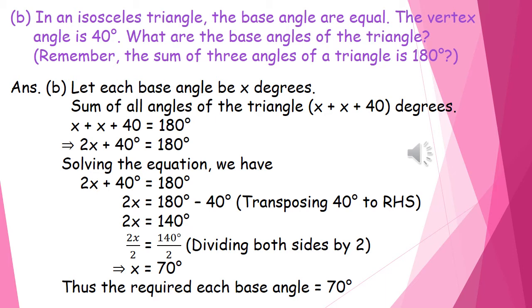We are transposing 40 to the other side by changing its sign. So 2x is equal to 180 minus 40, or 2x is equal to 140. Now we are dividing both sides by 2. 2x by 2 is equal to 140 by 2. So x is equal to 70 degrees. So the required base angle will be 70 degrees.